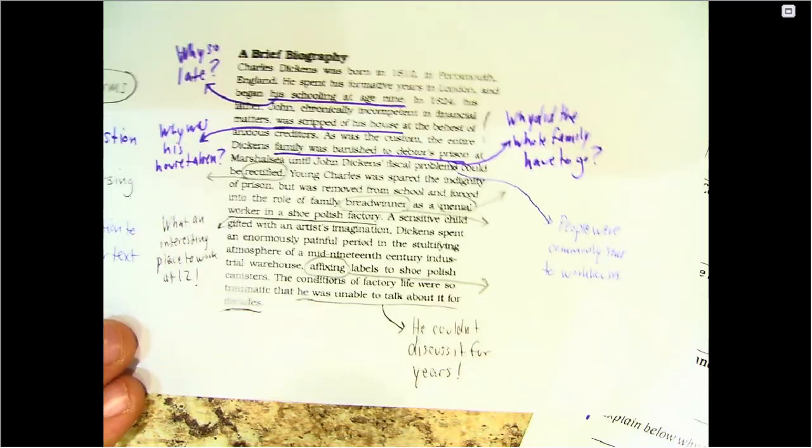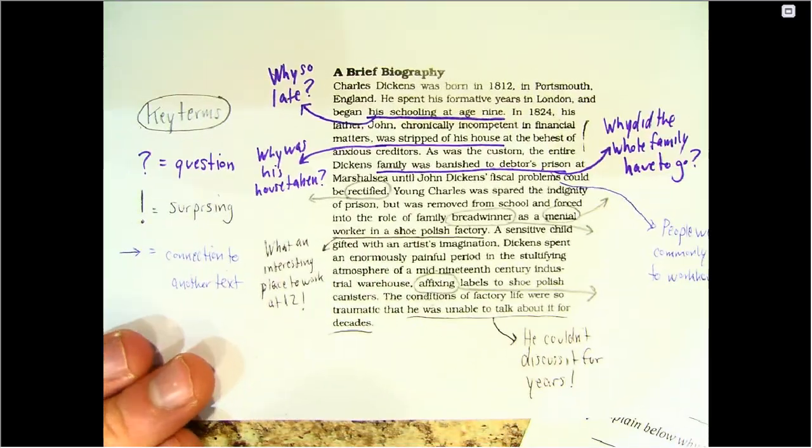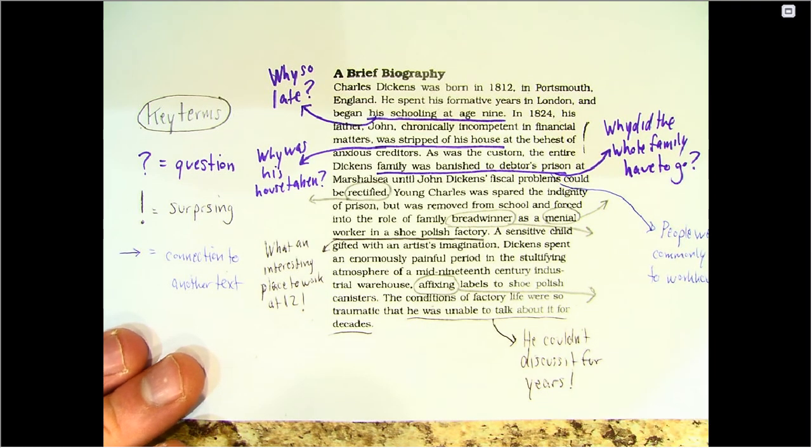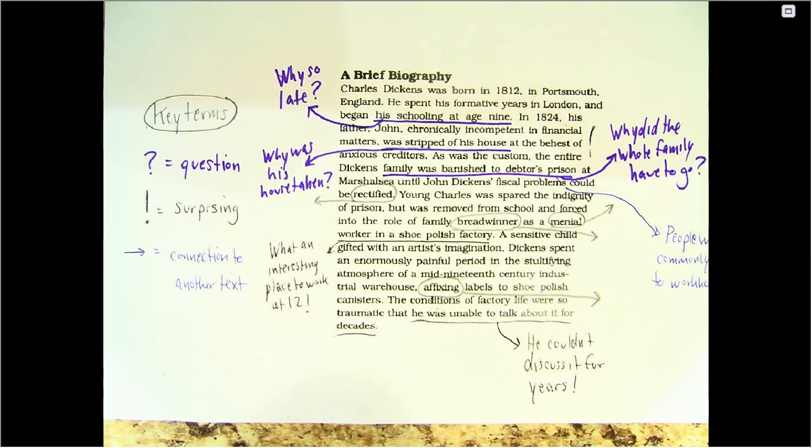But again, this is how we're annotating. We're looking for key terms. We're looking for questions that we have about the text we've read, looking at things that are surprising in the text, and we're looking for any connections we might make to a text that we've read previously.